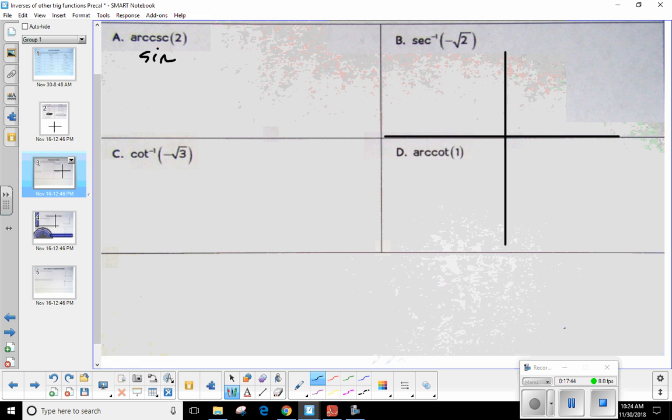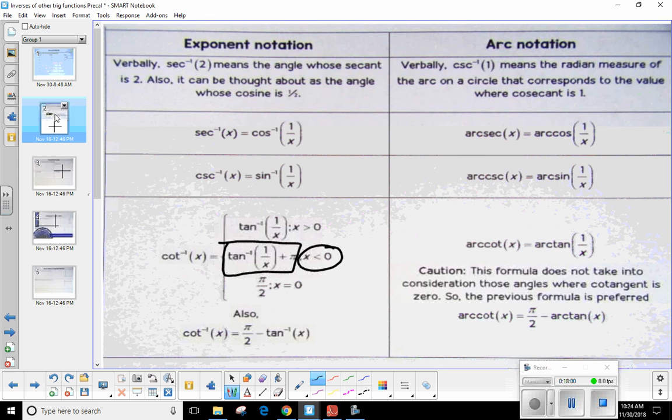Okay. Let's take a look at this last one. Arc cotangent of 1. Remember, that's just cotangent inverse of 1. Would anybody want to come on up and show me how to do this one? Okay. Now, what kind of ratio do I have? Positive or negative? Positive. So because I have a positive number, all I have to do is take the reciprocal. I don't have to do anything additional. Okay.